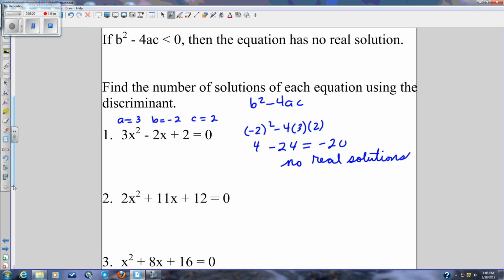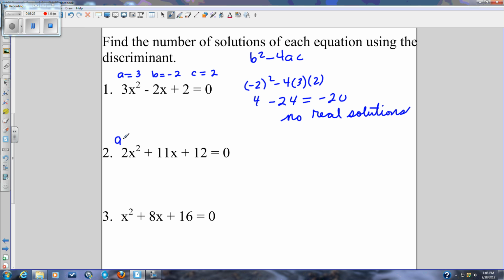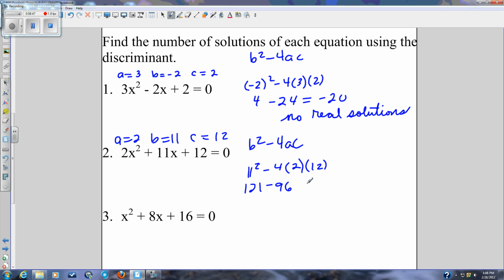Let's do the next one. A is 2, B is 11, and C is 12. Plug your numbers into b squared minus 4ac. So you're going to have 11 squared minus 4 times 2 times 12. So 11 squared is 121. 4 times 2 times 12 is 96, which gives you 25.